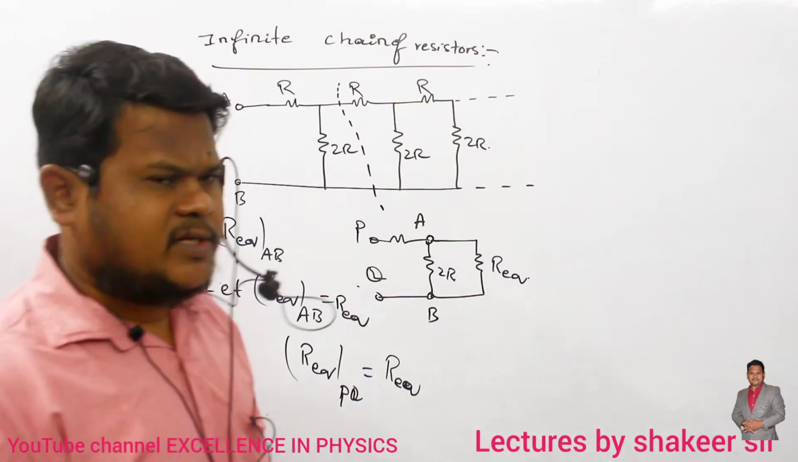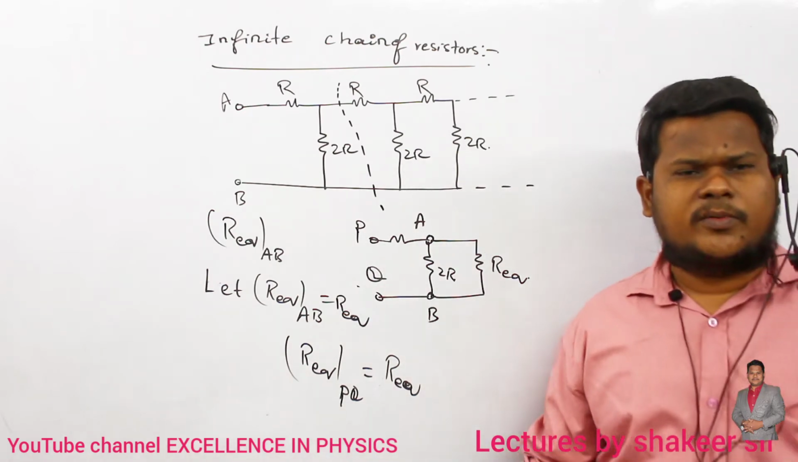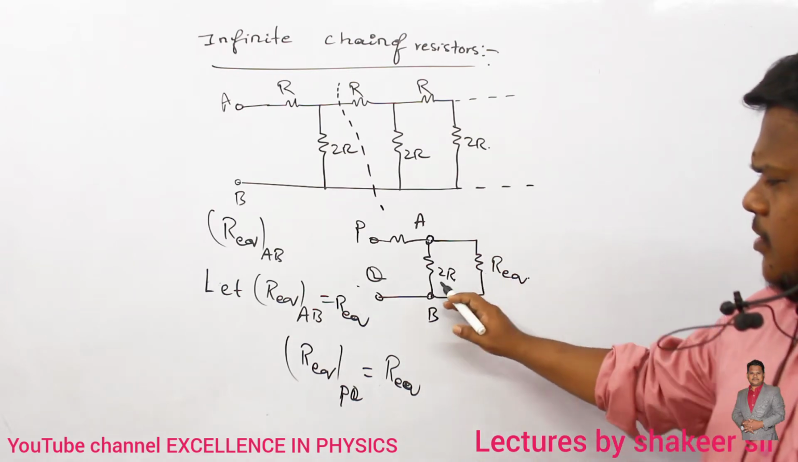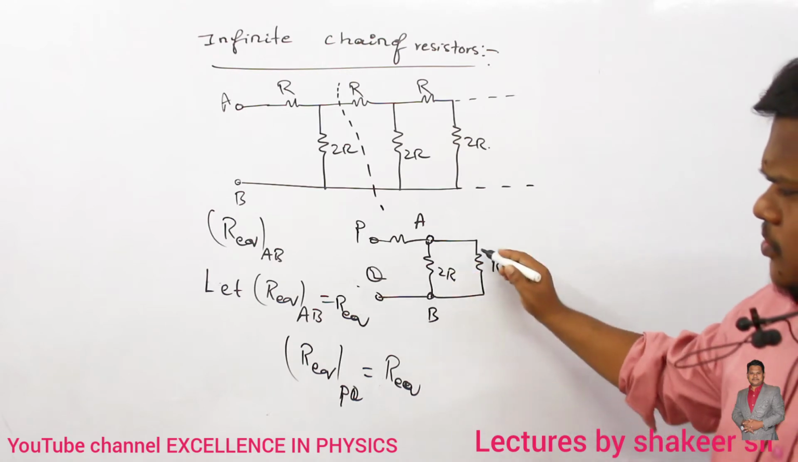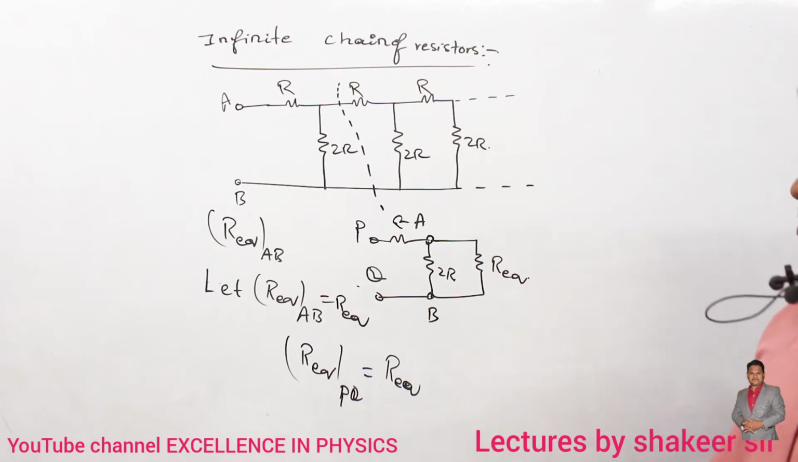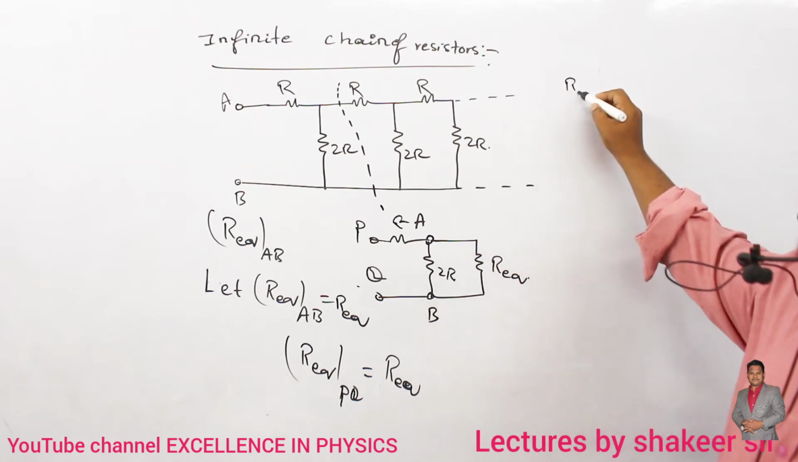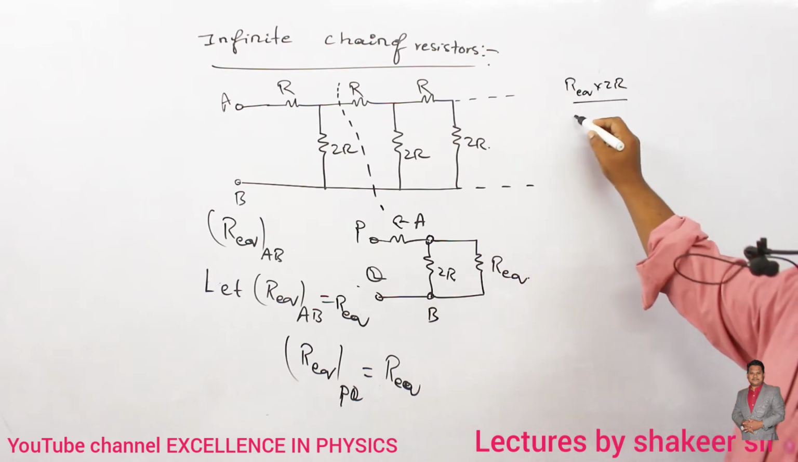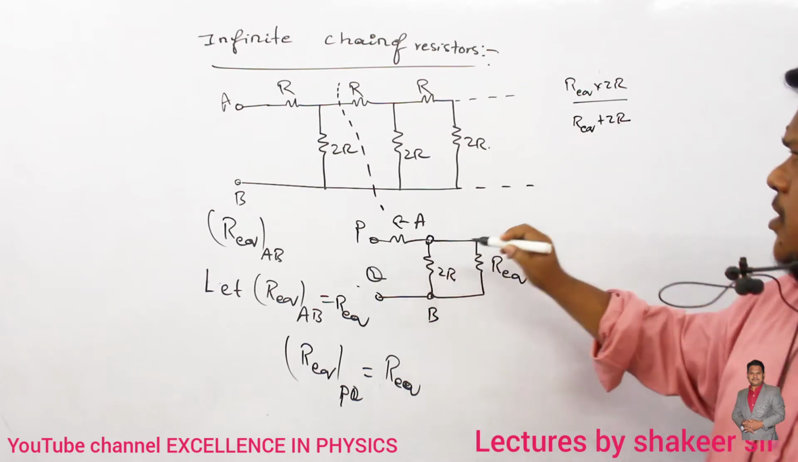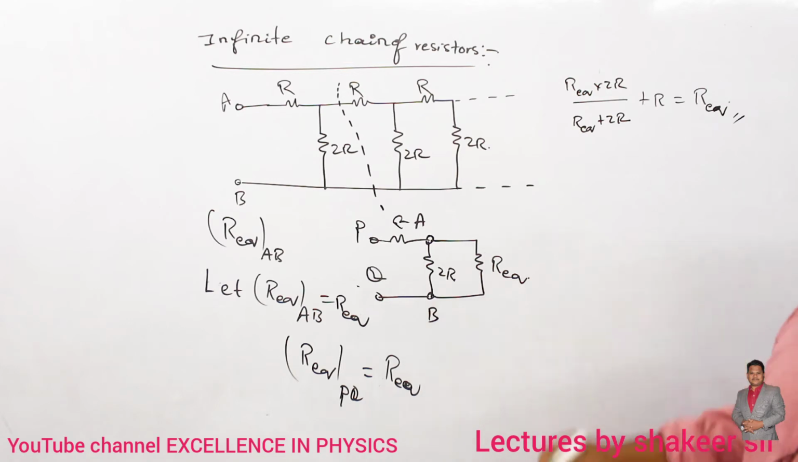Because this is an infinite chain of resistors, if I add one branch or remove one branch, there should not be any change in the circuit. Now see here, R equivalent and 2R are connected in a parallel combination. Now to this total combination, this resistance, R, is connected in series combination. So first of all, the equivalent of these two is R equivalent into 2R divided by R equivalent plus 2R. Now to this total combination, this R is in series, so plus R. Again this total should be equal to R equivalent only.